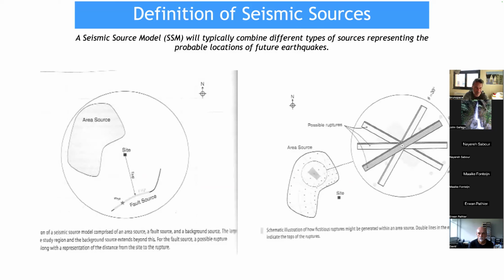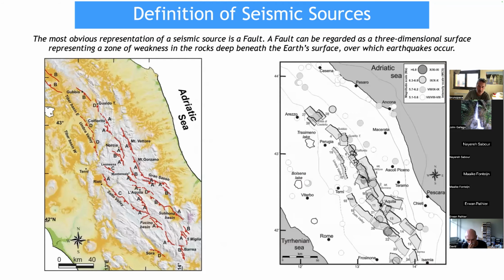It's quite easy, it's easier for individual sources. It's more complex, with more uncertainties, we can say, for an area source, where we have no idea how the rupture we have to model will be. There is the possibility to model different possible ruptures that can explore the different uncertainties, also in terms of geometries. The most obvious representation of a seismic source is a fault.